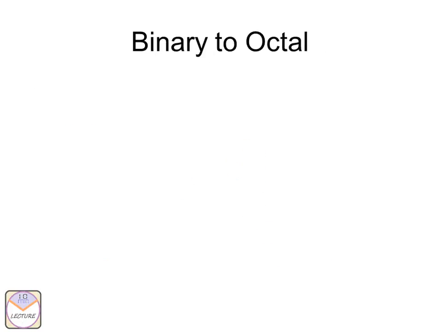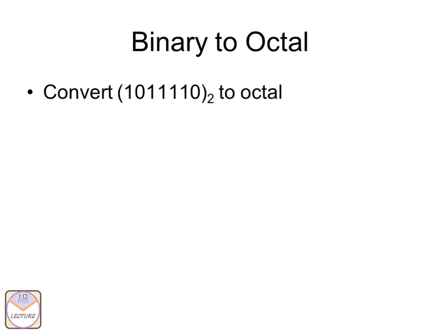Next is binary to octal. Here we have taken a bit longer string so as to explain things more elaborately. What we'll be doing is just splitting this given string into sets of 3 digits from left to right.